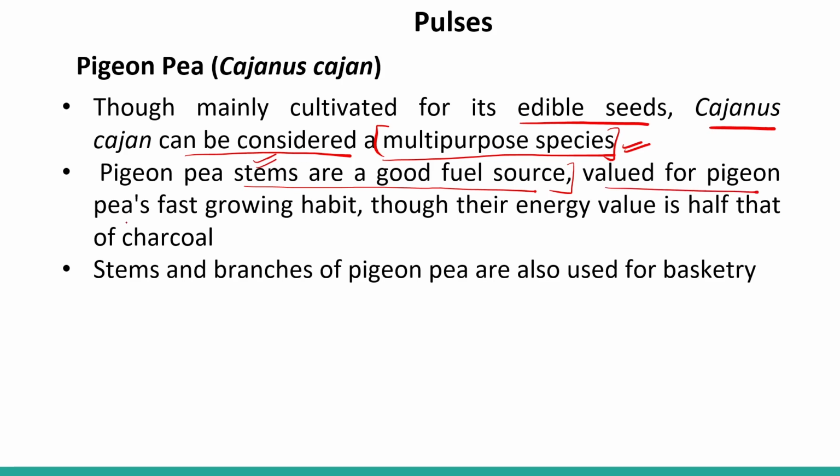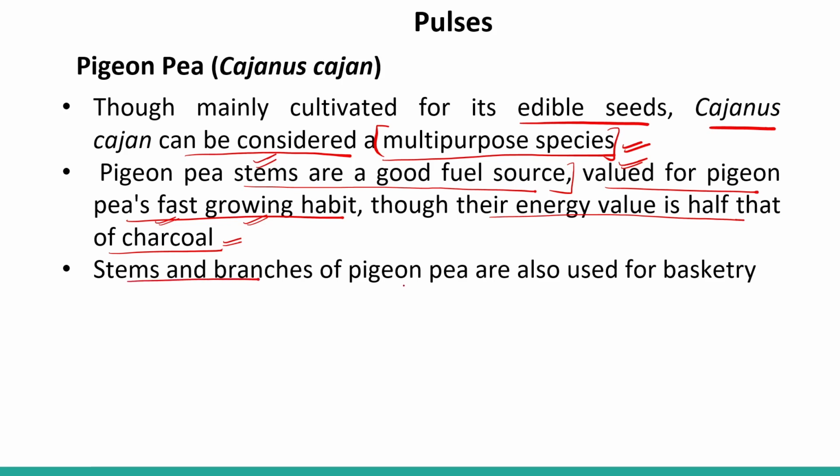Valued for the pigeon pea's fast growing habit. It is selected for growing because of its very fast growing habit, and though their energy value is half that of charcoal, still because of its very fast growing habit, it is favored to grow everywhere.